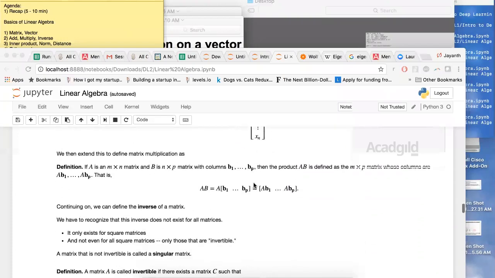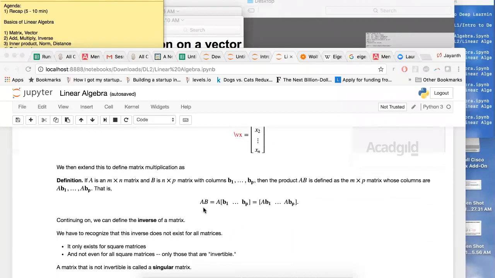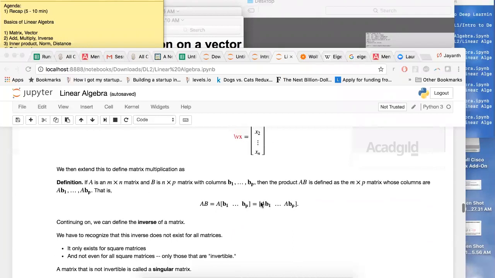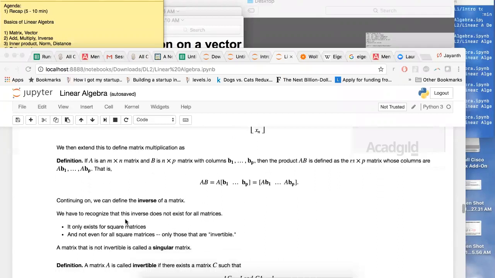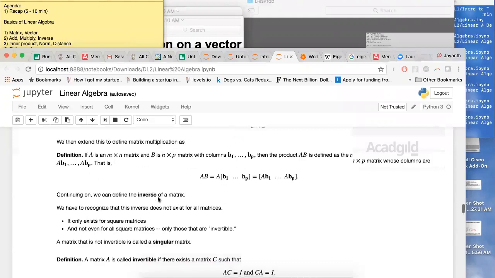So matrix multiplication, the definition is again AB equals A into B, and then you pass each of A. And we define the inverse of a matrix quite simply as A inverse. A matrix that is not invertible is called a singular matrix.